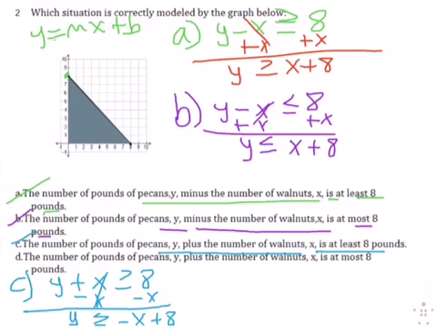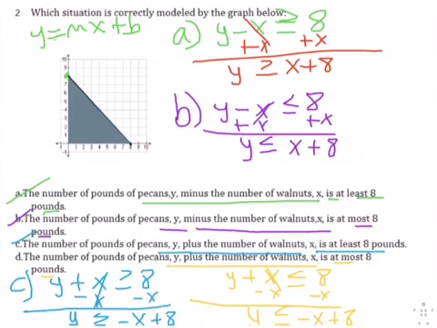For D, it says Y plus the number of walnuts X is at most 8 pounds. So Y plus X is at most, so less than or equal to 8. Subtract X from both sides. Y is less than or equal to negative X plus 8. So less than or equal to is what we need, and negative X plus 8 we found from last time is what we need. So our answer is D. It's all about that shading, because if you shade below the line, it should be less than or equal to. If you shade above the line, it should be greater than or equal to. So our answer is D.